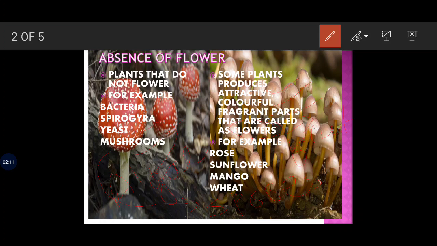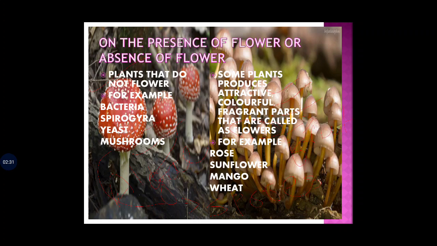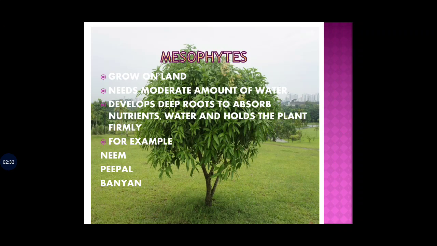These seeds help these plants to continue their generation on this planet. But in the case of these other plants, they produce spores to do so. So there are plants that give flower and there are certain plants which do not give flower but give spores.